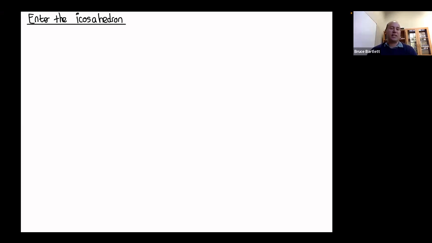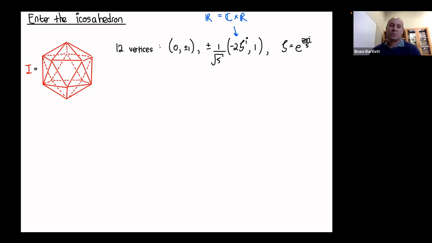So into the icosahedron. There it is. It has 12 vertices. I'm going to have to write them down explicitly in R3. So here they are. I've written them down explicitly. It's got 20 faces and 30 edges. The most enigmatic of the Platonic solids. Greeks thought that it corresponded to spirit.